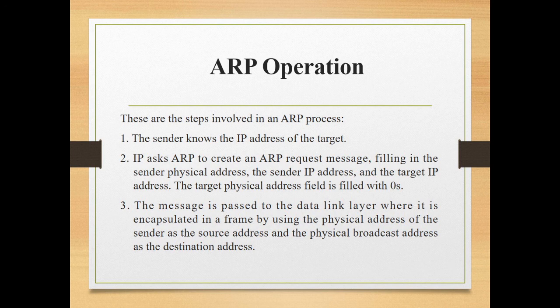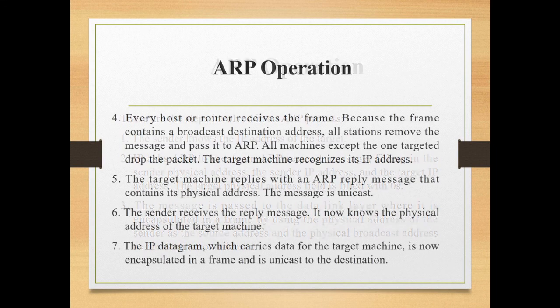The message is passed to the data link layer where it is encapsulated in a frame by using the physical address of the sender as the source address and the physical broadcast address as the destination address. Every host or router receives the frame. Because the frame contains a broadcast destination address, all stations remove the message and pass it to ARP. All machines except the one targeted drop the packet.